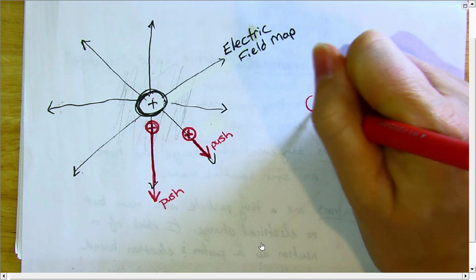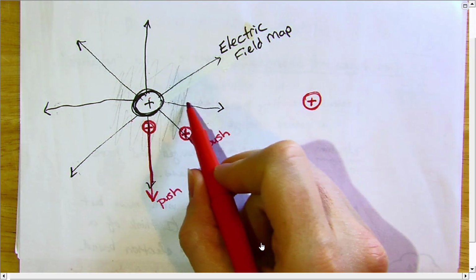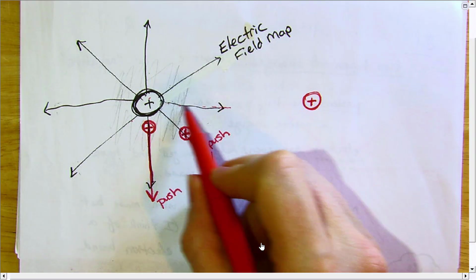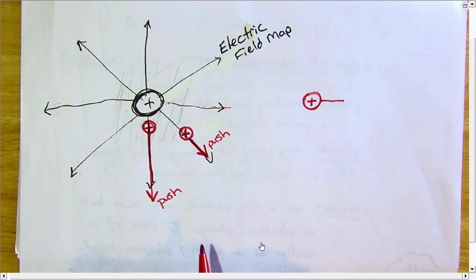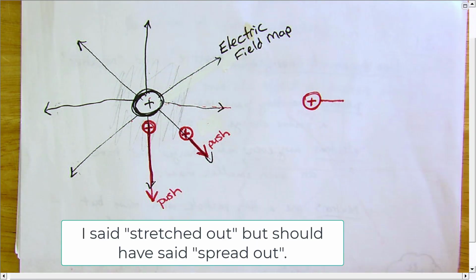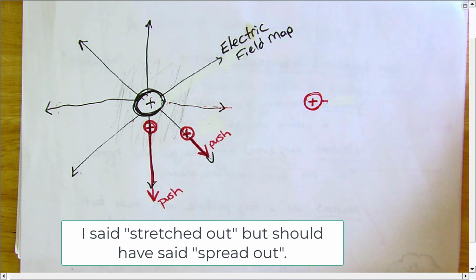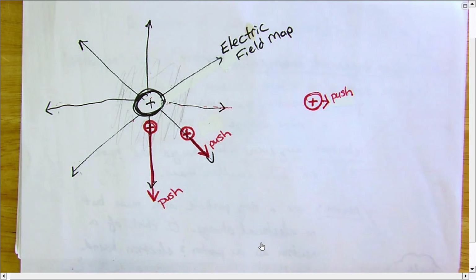If there was a positive charge here, well, the direction of the push is going to continue along this line, that way. But it's further away out here where the field lines would be more stretched out. So I'm going to imagine it as being a small push, a weaker effect.